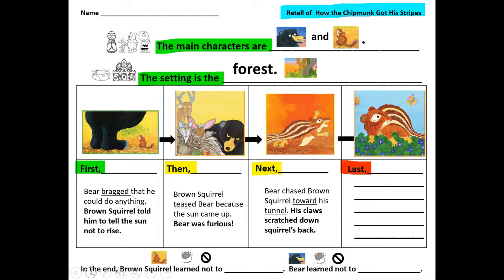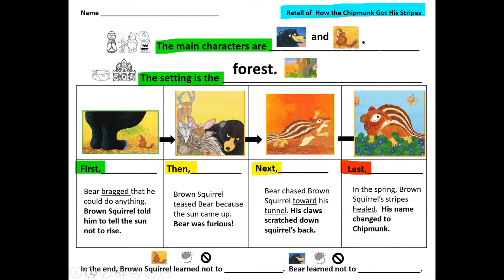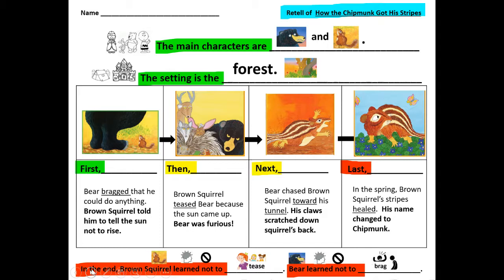Last, what happened in the spring? Well, last in the spring, Brown Squirrel's stripes healed. His name changed to Chipmunk. So in the end, Brown Squirrel learned not to tease, and Bear learned not to brag.